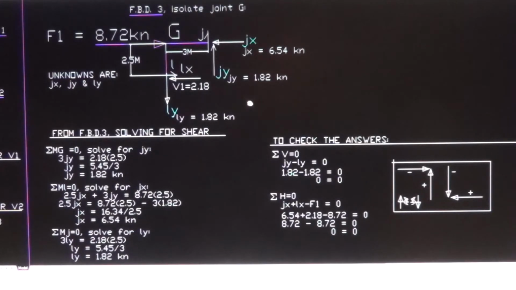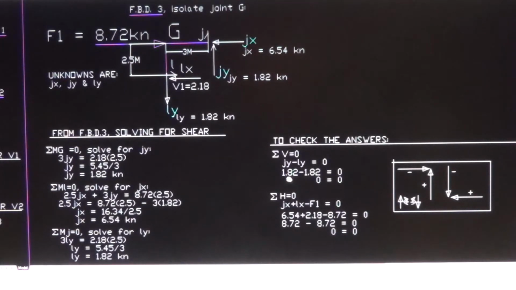To do that, check your answers using two conditions of equilibrium, one vertical and one horizontal. Let's go for vertical forces. What are the vertical forces? The Gy and the Ly. So Gy going up, positive, and Ly going down, negative, is equal to 0. That must be equal to 0.